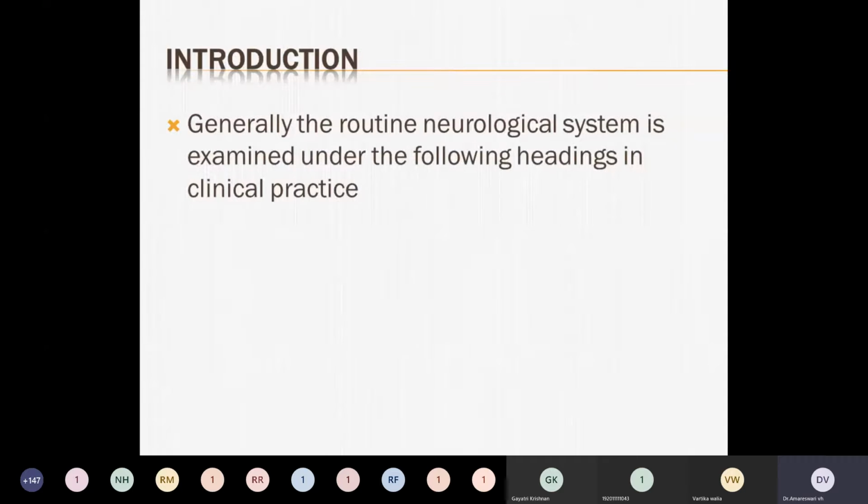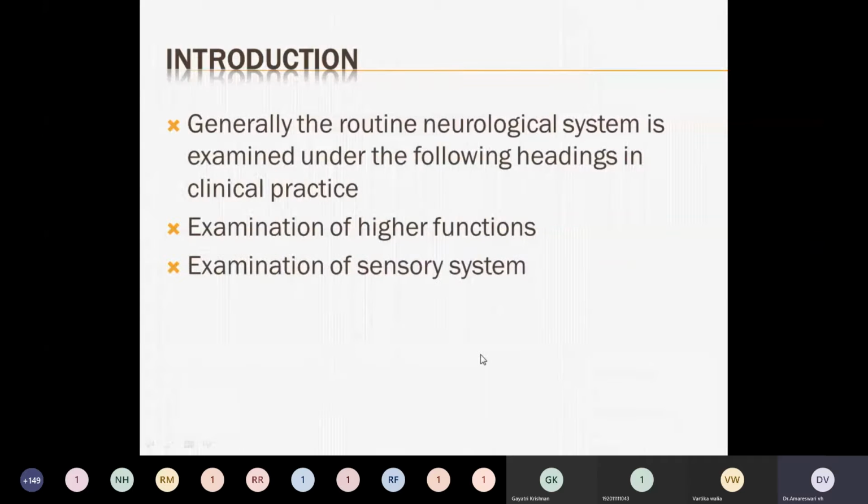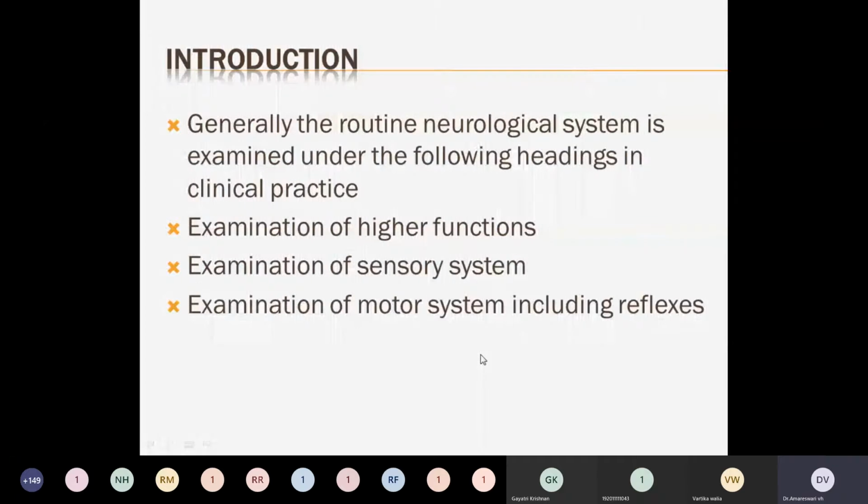generally the routine neurological system is examined under the following headings in clinical practice. To examine the neurological system, we have to complete the following headings: examination of higher functions, examination of sensory system, examination of motor system, including reflexes, and examination of cranial nerves. All together, these come under routine neurological system examination.